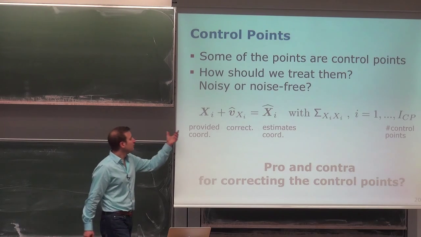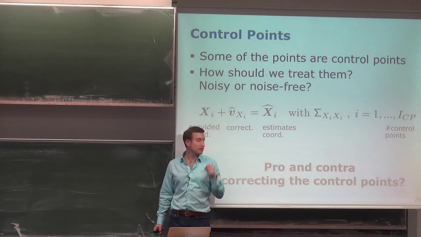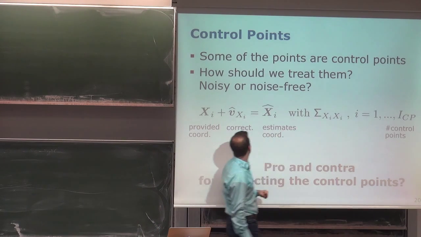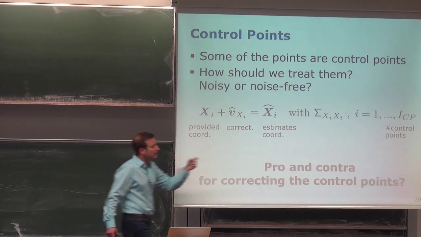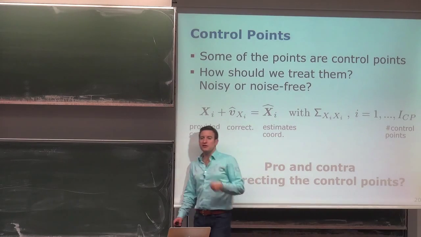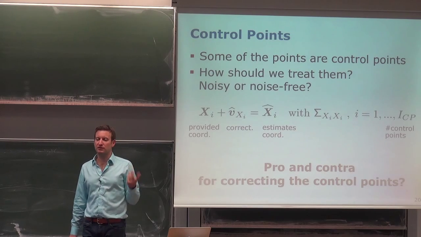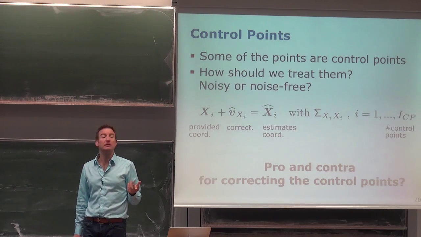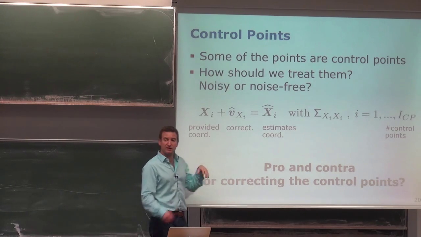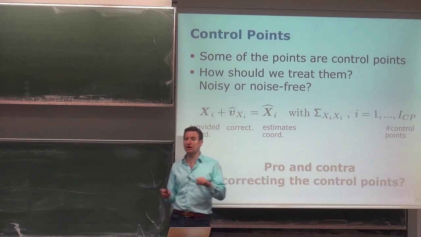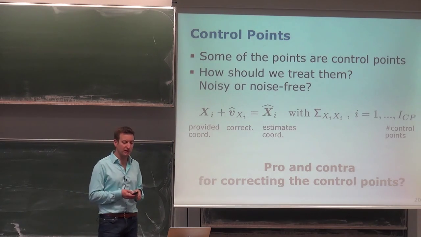So I have my provided coordinates, I have a correction, and I have my estimated coordinates. And there is an uncertainty on how accurate the provided coordinates actually are. So the uncertainty of the provided coordinates is in general much smaller compared to the point that I measure. But I can take that into account. But again, depending on the application that I have, I may take them into account or I keep the control points fixed. It simply depends on what I need to do.